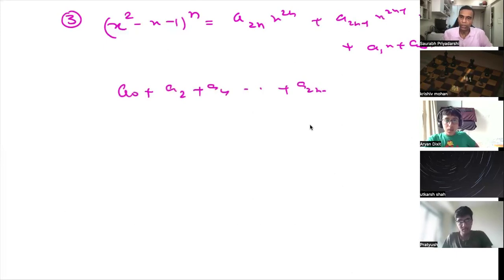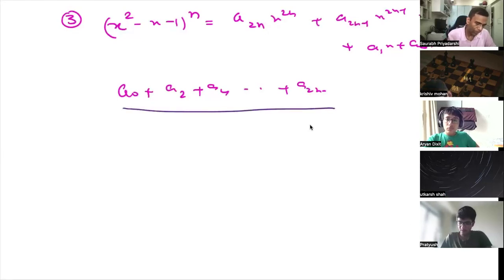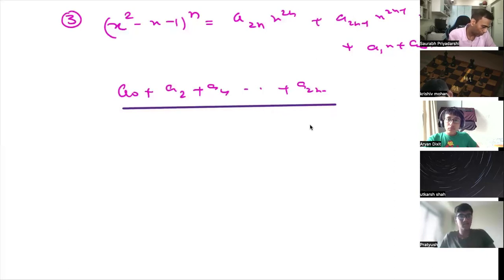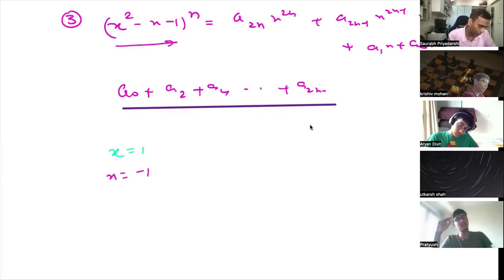So very good again, right? 90% of you have done this correct. Only when we have to find the even ones, what I have to do is just put x equal to 1 and then put x equal to minus 1 on this equation.